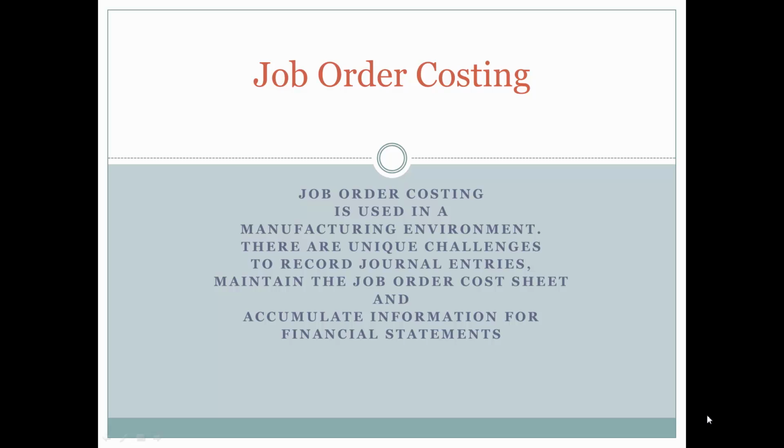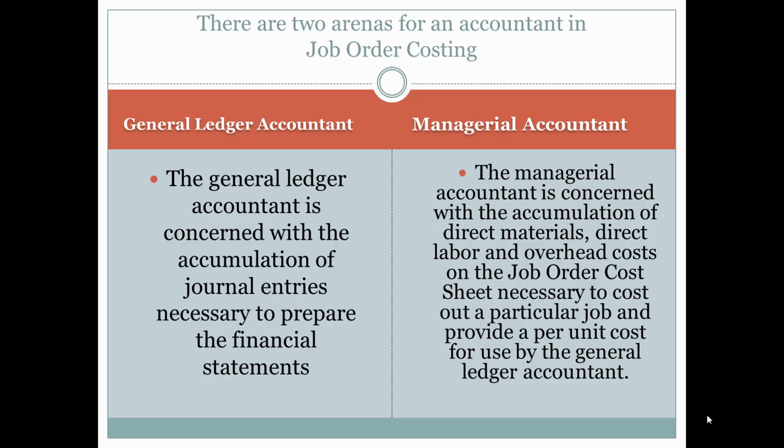Job order costing. Job order costing is used in a manufacturing environment. This is used when there are many different individual types of products that are being manufactured, and each project is unique. There are unique challenges to record the journal entries for job order costing, maintain the job order cost sheet, and accumulate information for the financial statements.